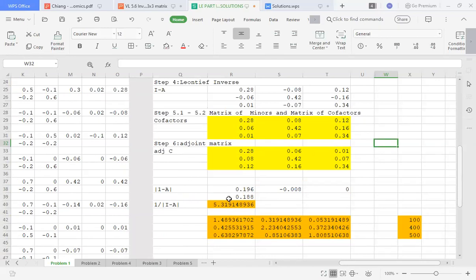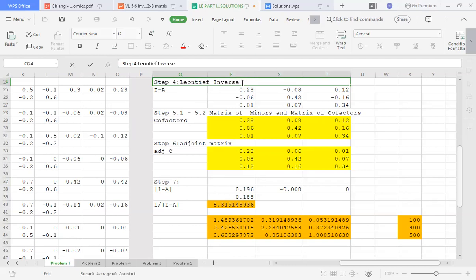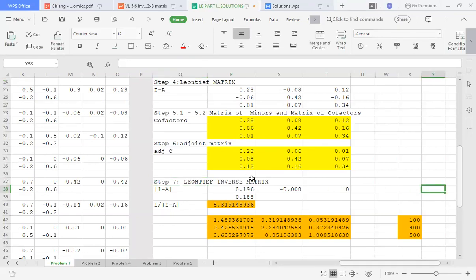In this case, class, this is already step 7. I did not include any more class on getting the determinant because you already know how to. So step 7 is getting the inverse matrix, and you'll get here your Leontief inverse. So step 7 again is your solution value. This would be the inverse that you will be multiplying to get the solution value.